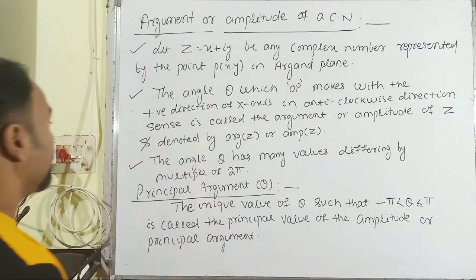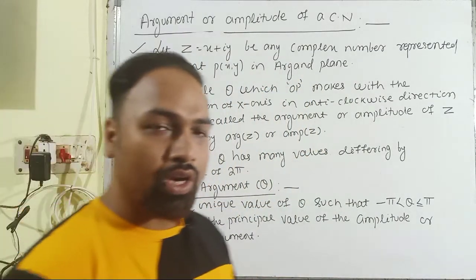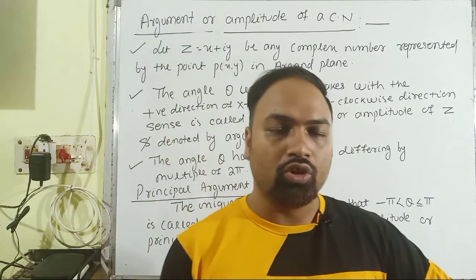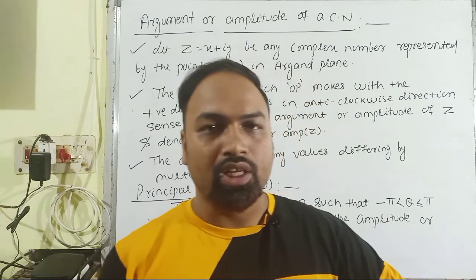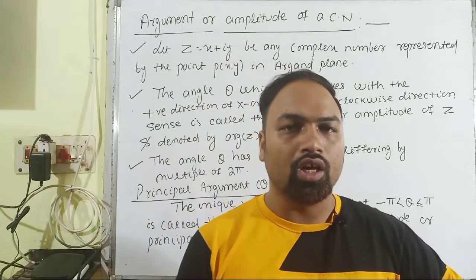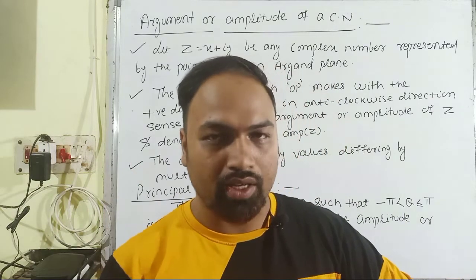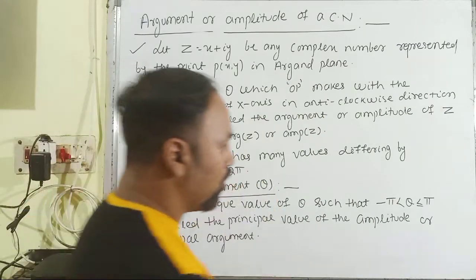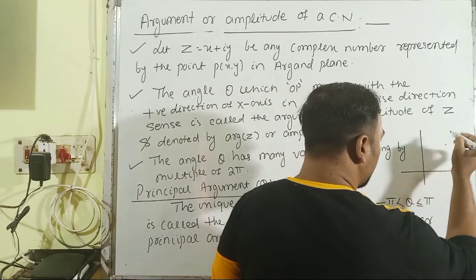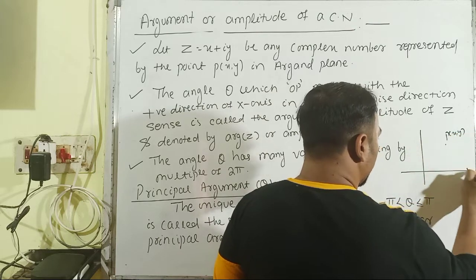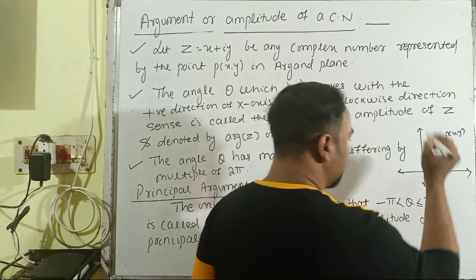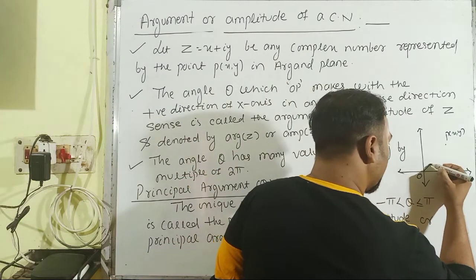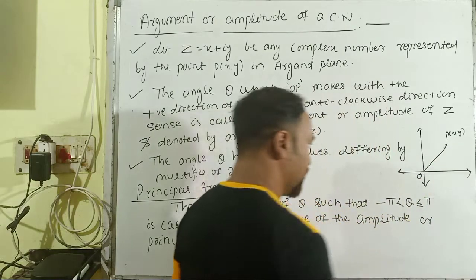So here is the definition of the argument of a complex number. First of all, we have to consider any complex number. Suppose it is z equal to x plus iy. That complex number is represented by a point P(x, y) in the Gaussian plane, or you can say the complex plane, the xy plane, and that point is connected to the origin O. Suppose this is the point P(x, y) representing the complex number z equal to x plus iy. Then we have to connect OP.